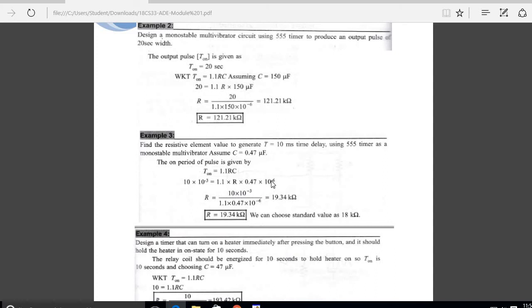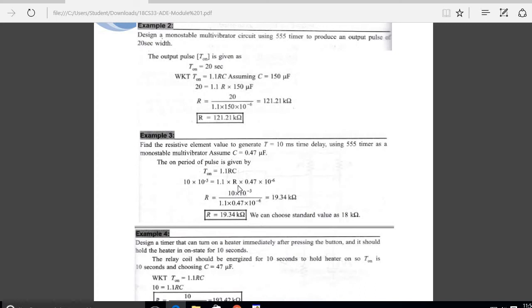Micro is 10 power minus 6. Always, milli means 10 power minus 3, micro means 10 power minus 6, nano means 10 power minus 9, and pico means 10 power minus 12. Like that you have to assume.